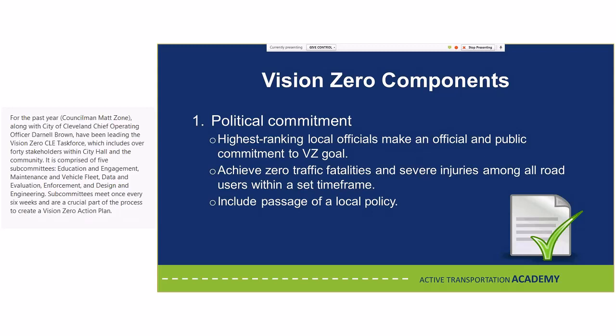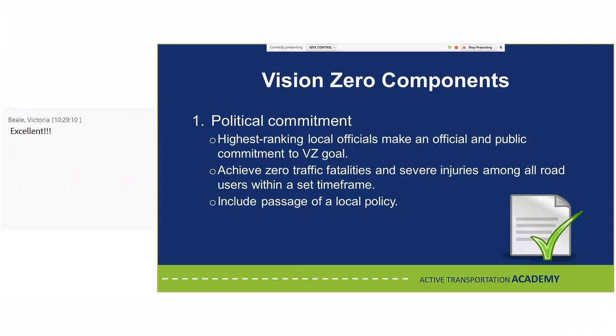The highest ranking local officials, such as the mayor, city council, and city manager, make an official and public commitment to a Vision Zero goal to achieve zero traffic fatalities and severe injuries among all road users, even people walking, biking, and using transit, within a set time frame. That typically includes the passage of a local policy laying out these goals, the timeline, and certain stakeholders, and including a commitment to community engagement, transparency, and equitable outcomes.